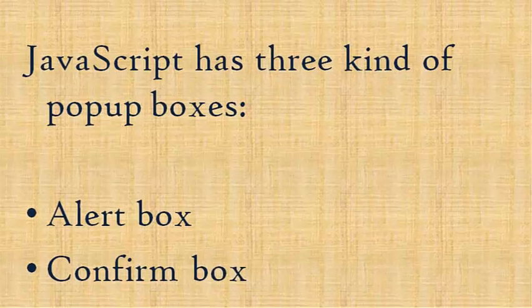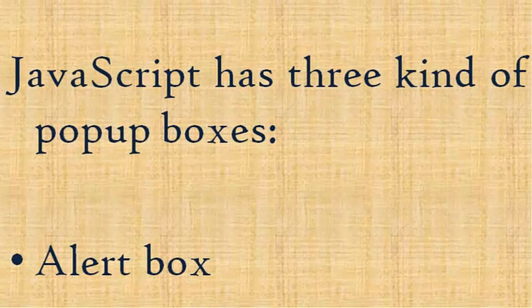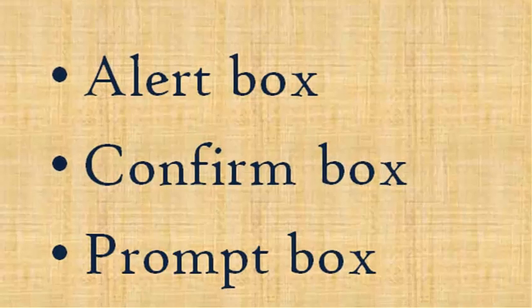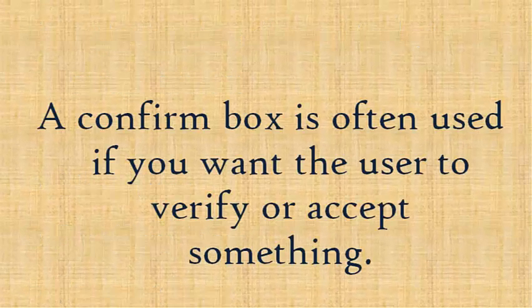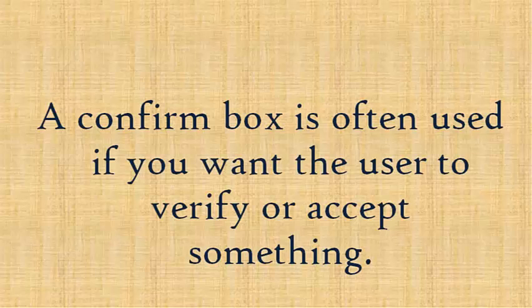In JavaScript, there are three kinds of pop boxes. That would be alert box, confirm box, and prompt box. We tend to use the confirm box, so we will make a very basic example. A confirm box is often used if you want the user to verify or accept something. There's no time to lose, so we will make a very basic example of a confirm box. Let's get started.